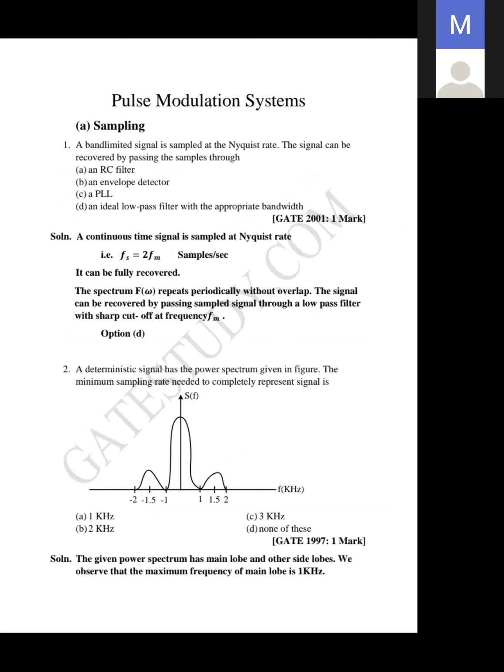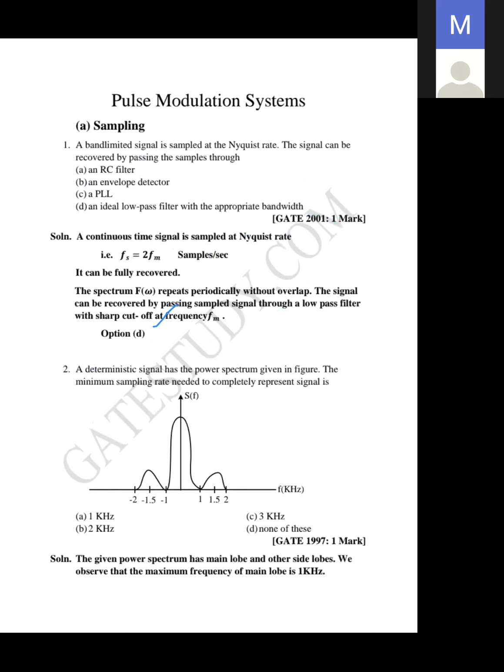So the first problem is sampling. A band limited signal is sampled at the Nyquist rate. Nyquist rate is nothing but Fs is equal to 2Fm. So this is the minimum condition. The main thing here is that the signal can be recovered by passing the samples through a filter. Which filter do I need to pass this through to get the desired outcome? That's the question which they asked.